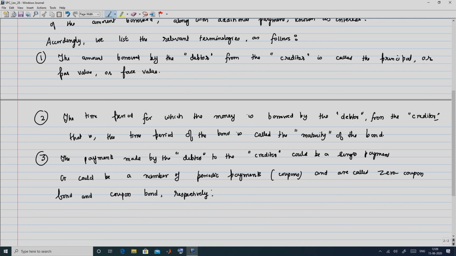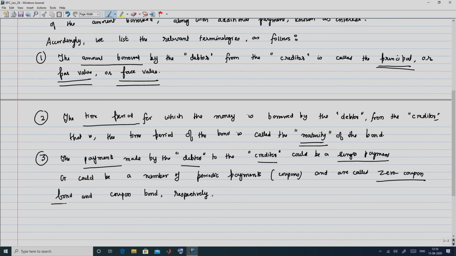So, the 3 points that we are talking about is, first of all, we talk about the amount borrowed, and this is what is known as the principal or par value or face value, and the time period for which the money is borrowed, this is known as the maturity of the bond, and the payment made by the debtor to the creditor. If those payments are a single payment, then the bond is called a zero coupon bond, and if there are a number of periodic payments, then the bond is known as a coupon bond.